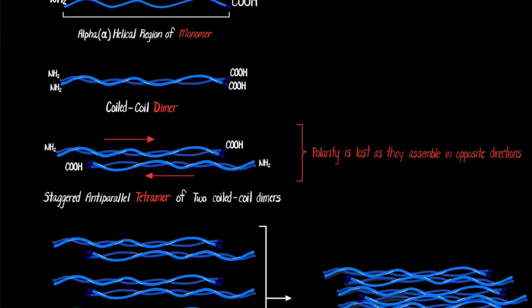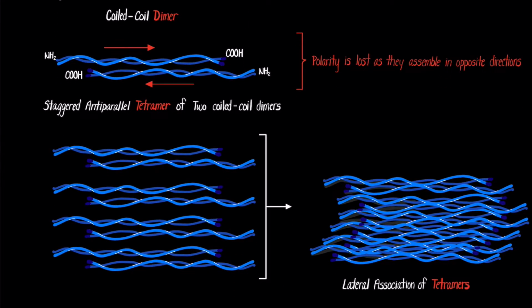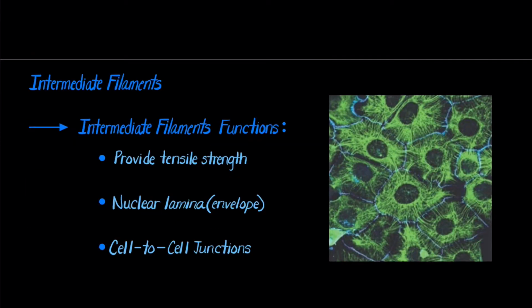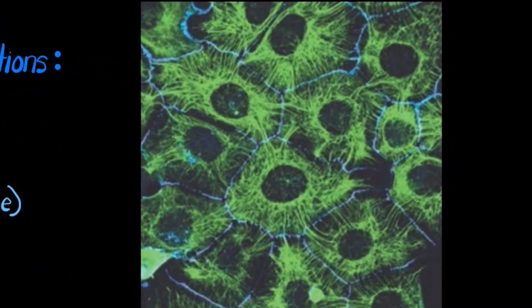So following multiple anti-parallel staggerings of these monomers and then eventually the dimers, we get to the tetramer. This continues on and you get this giant lateral association of the tetramers. And this is where we see the sheer tensile strength displayed by this structure. And one last thing with intermediate filaments to keep in mind is that they are highly involved in cell-to-cell junctions, as we see here, along the lengths of each of these cells.